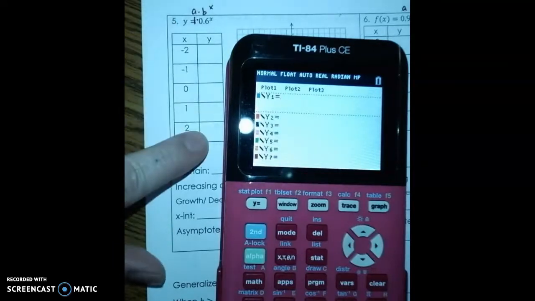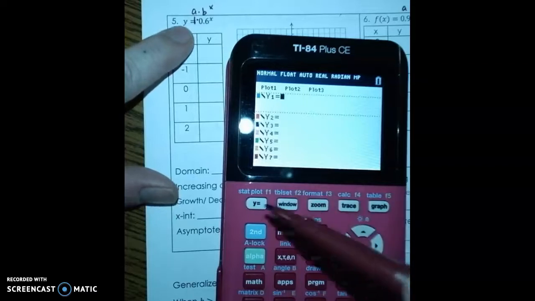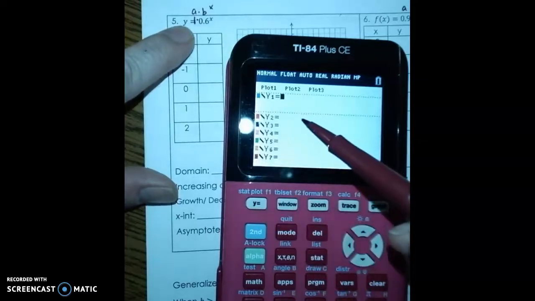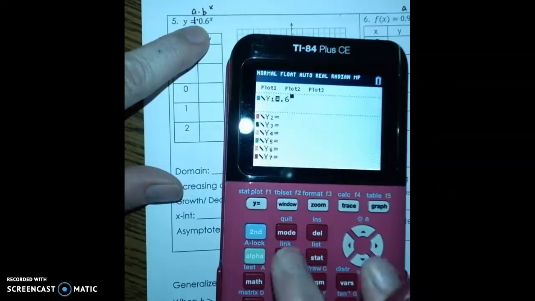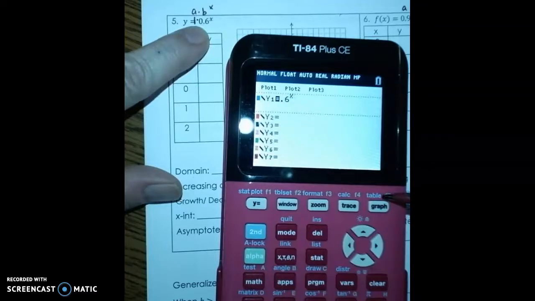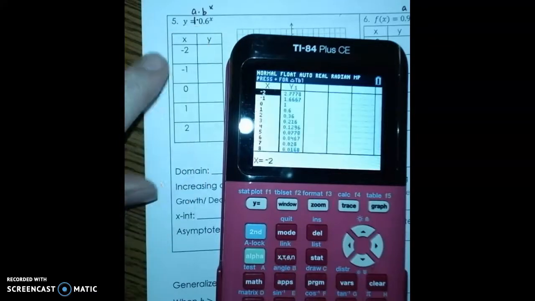So to get this to fill in, I went in my calculator, y equals, and I'm going to put 0.6 raised to the x. And the x is right up here next to the alpha button. Once I've done that, I want to look at my table of values. Table is right here. It's written in blue. So I hit the blue button first and then graph, and it gives me the table of values.